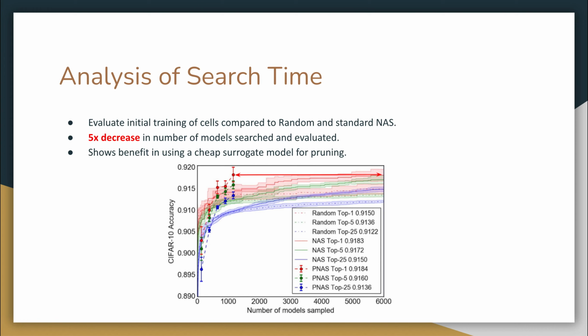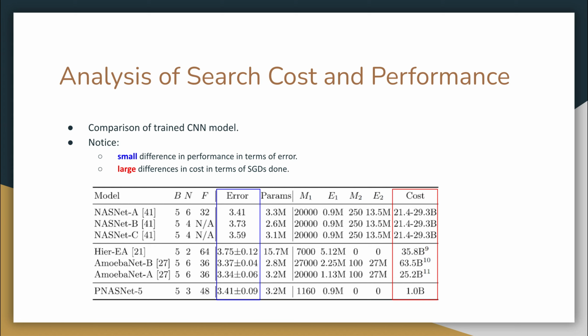This shows the power of using a surrogate model to prune the search space. It eliminated failing candidates early, hence the effective search space was much smaller. To see the cost and performance of PNAS, we look at the trained results of the full CNN. In terms of performance, PNAS error is similar to those of standard NAS and other RL-based models, showing it did not compromise performance. On the other hand, notice how the total cost of PNAS is a mere fraction of other models. This shows that not only is PNAS as effective as other models in finding performant CNNs, it is much cheaper to find them as well.